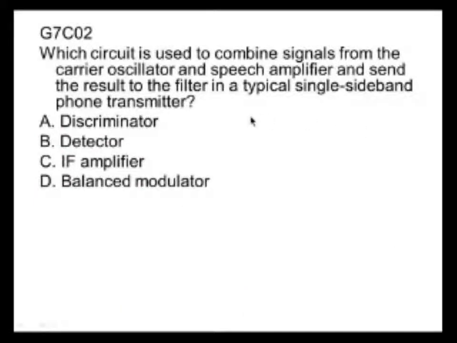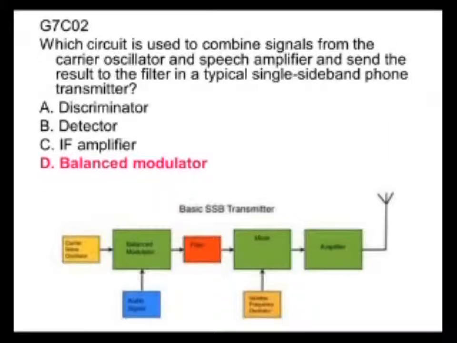Which of the following is used to combine signals from the carrier oscillator and speech amplifier and send the result to the filter in a typical single sideband phone transmitter? Here's our typical single sideband phone transmitter again. And which circuit is used to combine the signals from the carrier oscillator? Here's the carrier wave oscillator right here. Okay, and the speech amplifier, that's right here, sending us an audio signal into the balanced modulator.